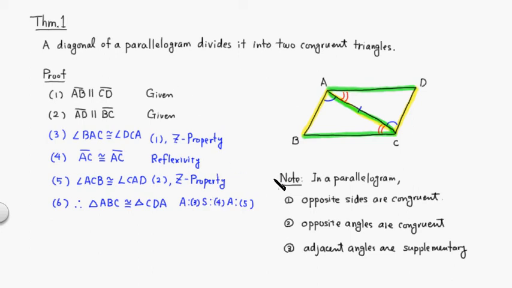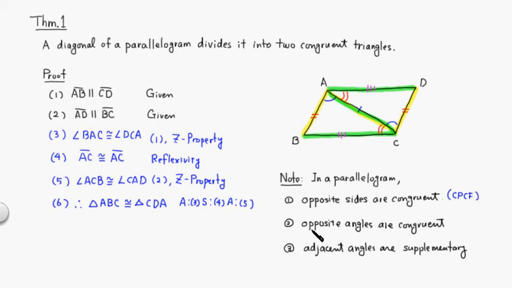These are corollaries of Theorem 1. And here it says that in a parallelogram, opposite sides are congruent, right? This is pretty easy to see. Once you have two congruent triangles, we know that this side corresponds to that one, right? Then this corresponds to that one. So those are opposite sides. Those are congruent because of congruent corresponding parts of congruent figures, right?